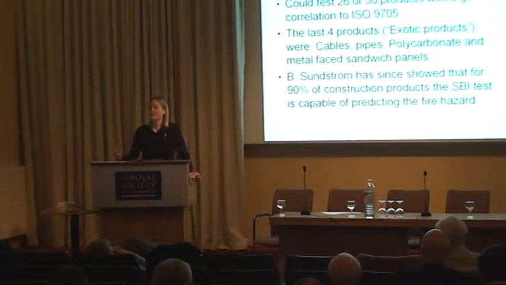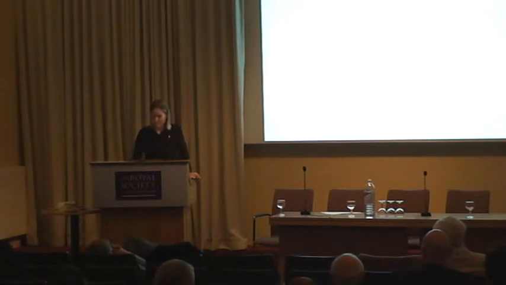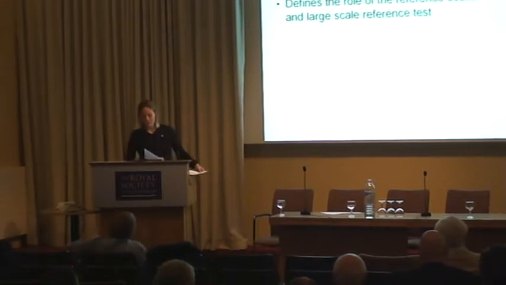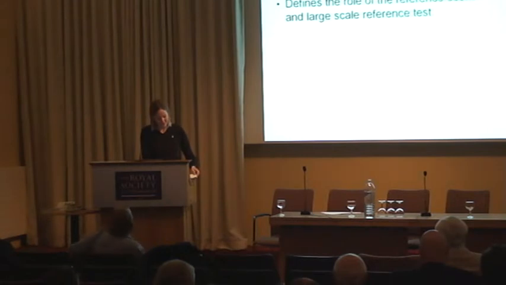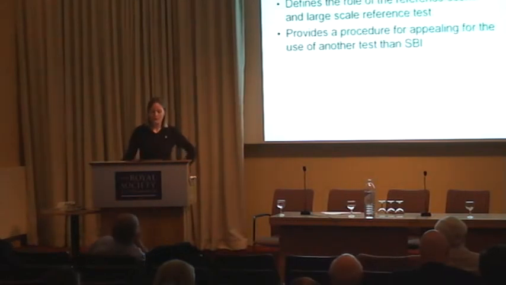But what about the last 10% of products? What are we going to do about those? You see, the strength of the Euroclass system is that it leaves open the possibility of defining a correct test method for those products where the SBI test is not appropriate. For this we have to look to the guidance paper G. This guidance paper defines the role of the reference scenario and the large-scale reference test, but it also provides a procedure for appealing for the use of another test than the SBI.